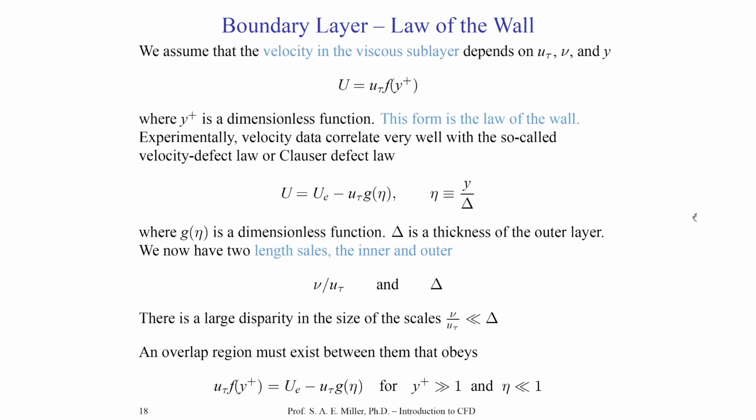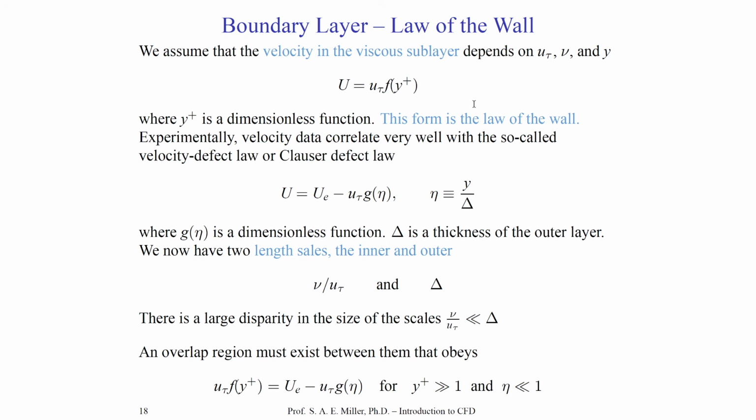So we will assume that the velocity in the viscous sublayer depends on u tau, nu, and y. We can write an equation like this, and we see this from experiments to justify this choice. The velocity in this viscous sublayer goes as the friction velocity times some function of y plus. You can imagine where this is going. We already know the dimensionless form of y plus from our choice. This is the form of the law of the wall, of course, which we just showed.